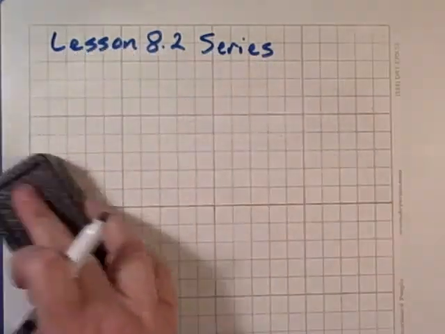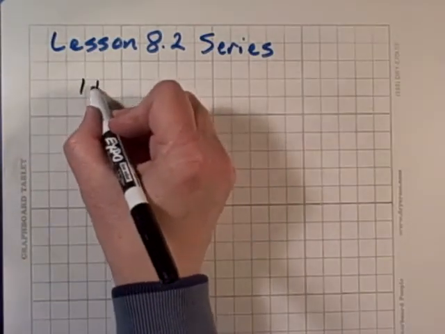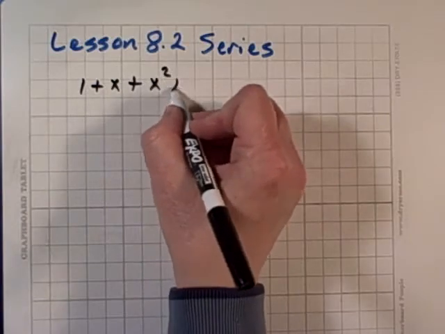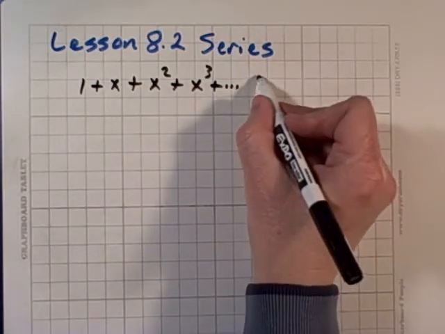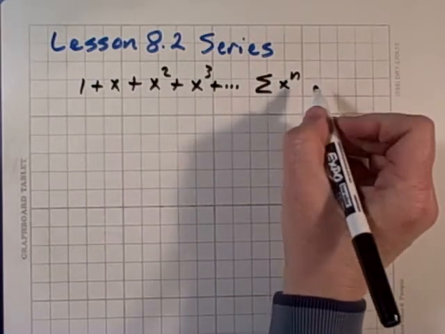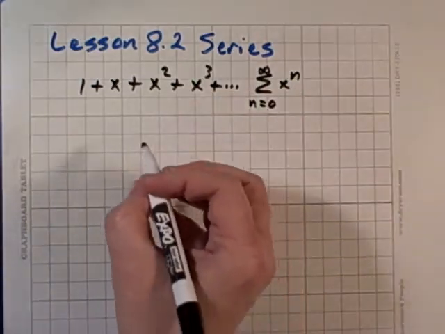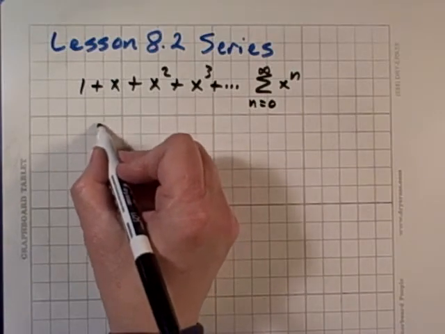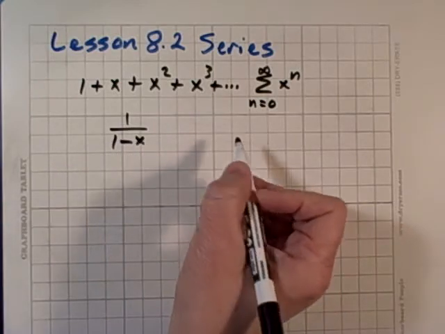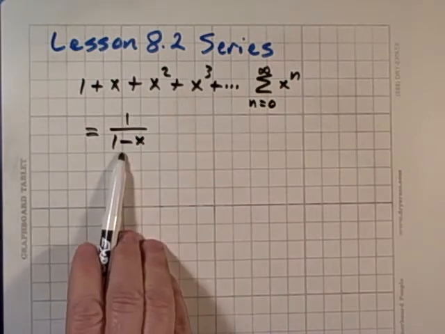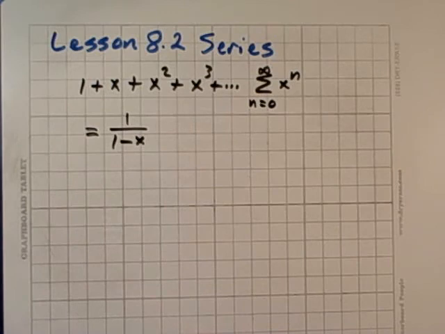There is a series that is geometric that we will refer to in the future. 1 plus x plus x squared plus x cubed, and so on. Of course, the pattern is simply x to the n, where n starts at 0 and goes to infinity. It too is geometric. So the first term is 1. The common ratio is x, and it's true that that infinite series is equal to 1 over 1 minus x. This is something that we will look at in the future when we get near the end of Chapter 8.